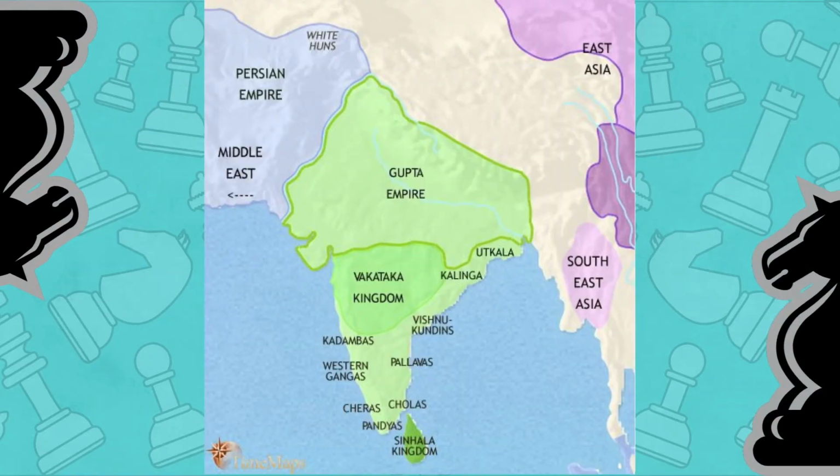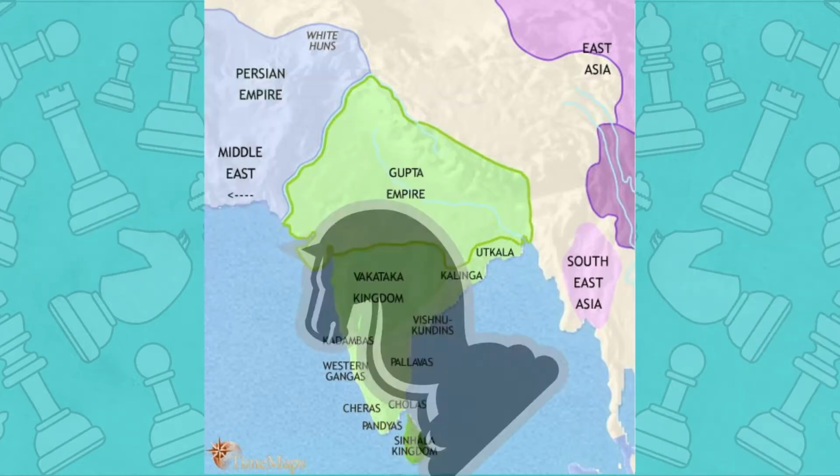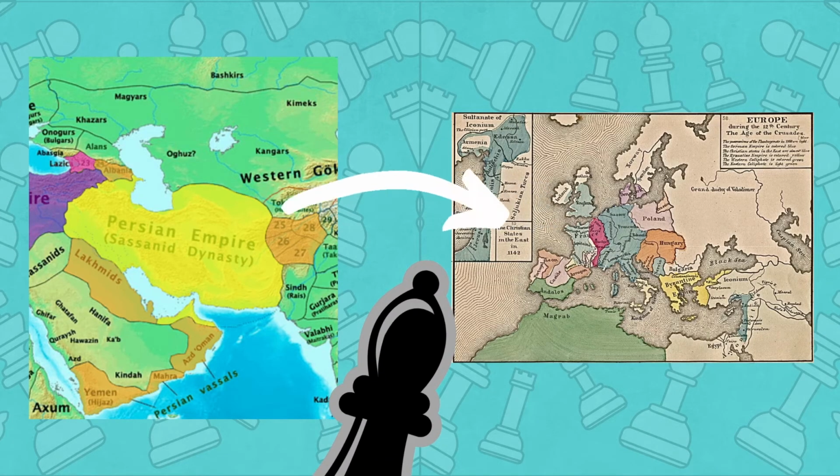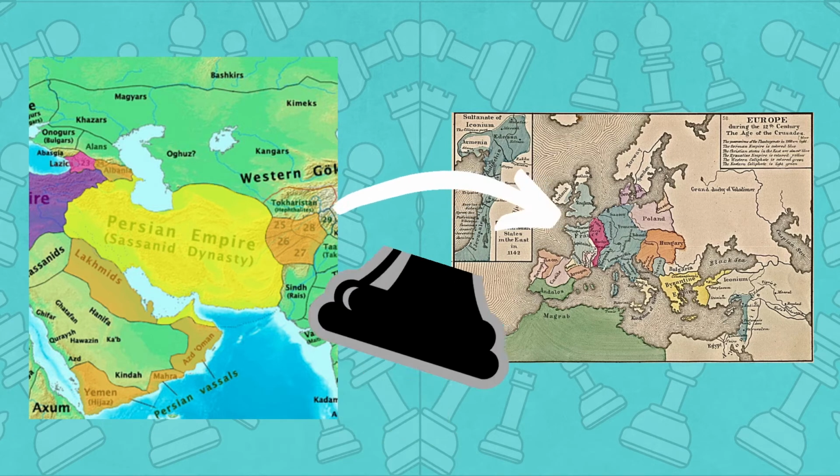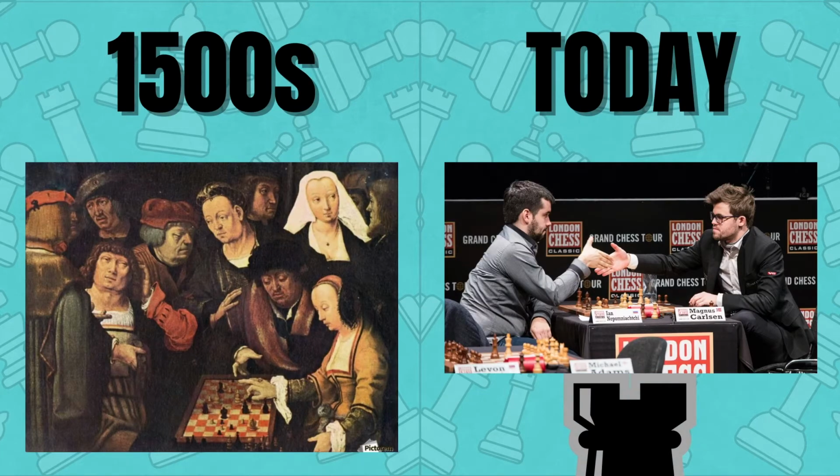Chess is thought to have originated in India prior to 500 AD. By the 7th century, the Persians were playing chess, and by the 12th century, it had reached Europe. The game reached its modern form in the 15th century, but it wasn't until the 1800s that people started playing it competitively.